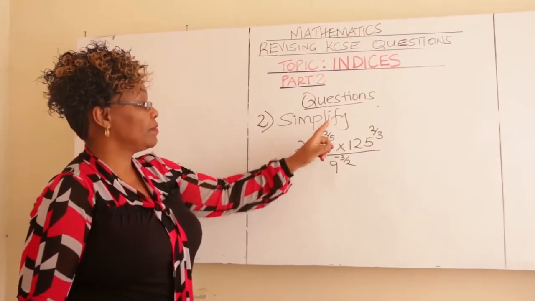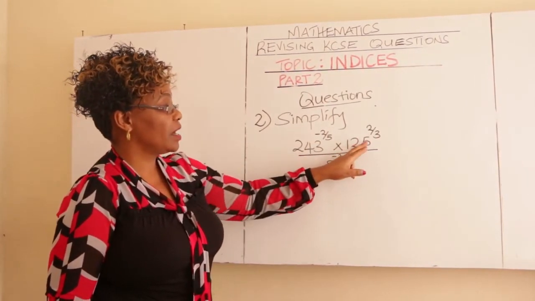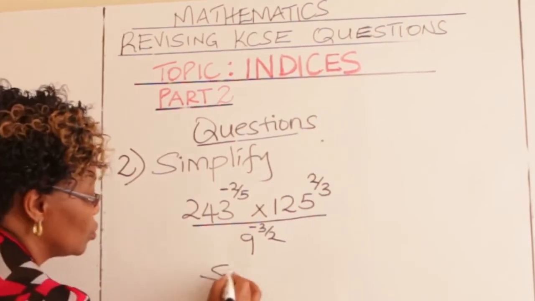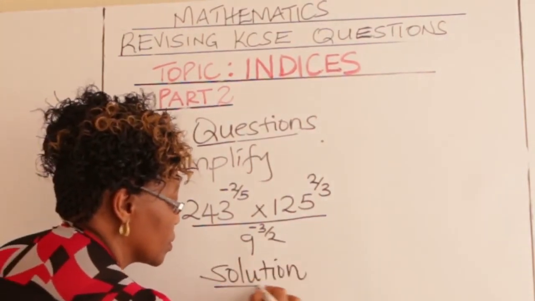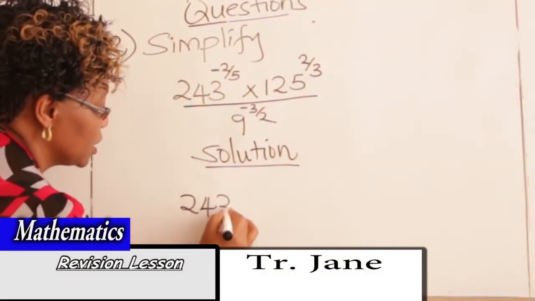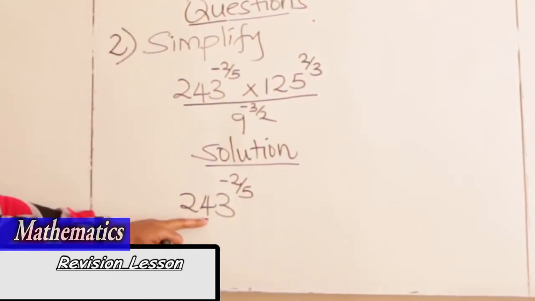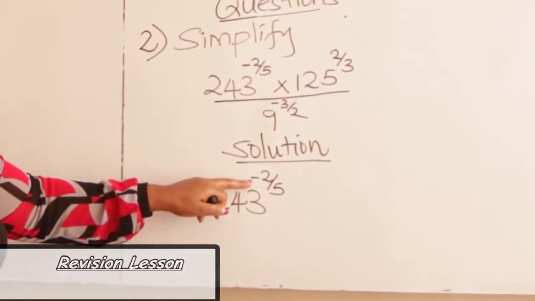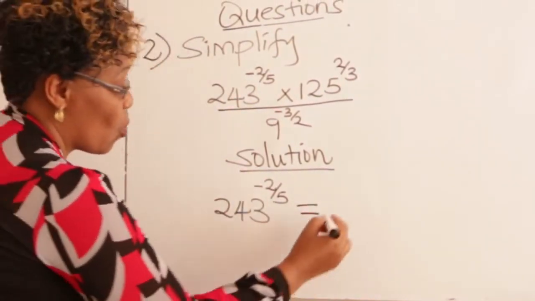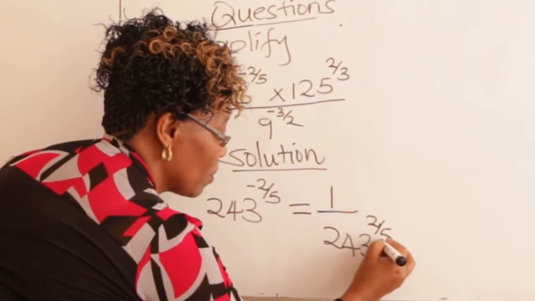Number 2. Simplify this: 243 raised to negative 2 over 5, times 125 raised to 2 over 3, divided by 9 raised to negative 3 over 2. So what is the solution? Take one term at a time. Like now, take 243 raised to negative 2 over 5. This number is raised to a negative power. Remember the rules of indices? We said that any number raised to a negative power is the same as what? 1 over the number, but now raised to a positive power.